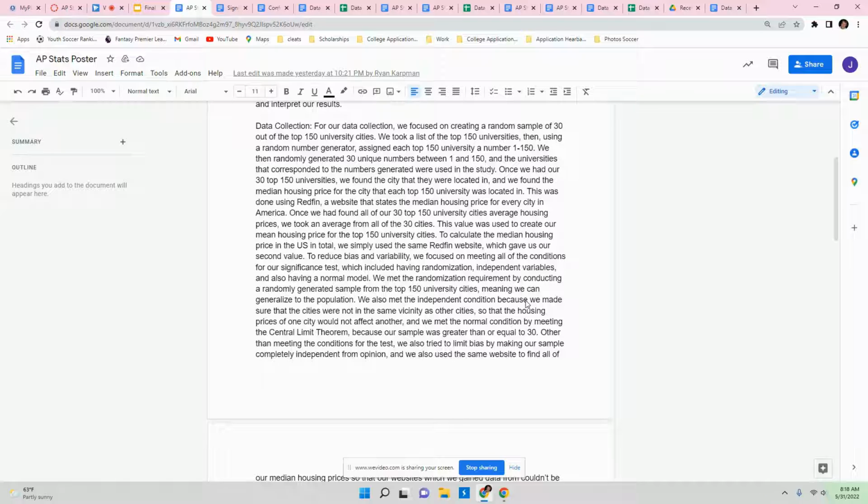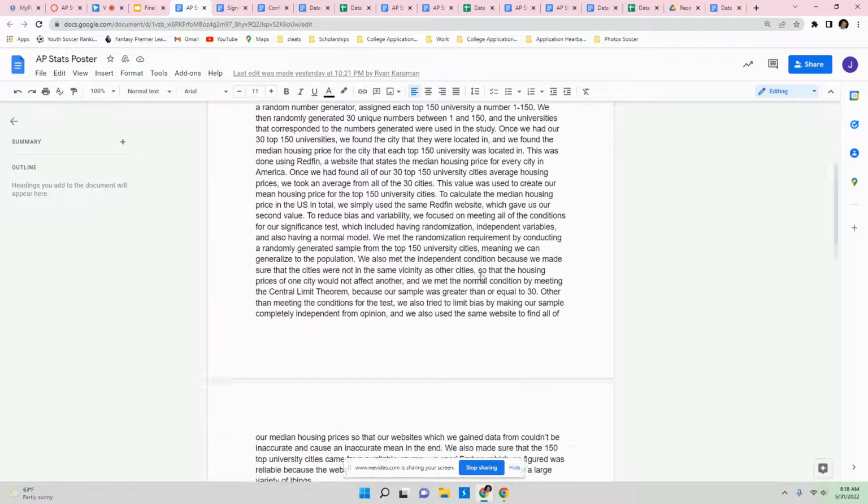To reduce bias and variability, we focused on meeting all the conditions. We didn't want to leave anything up to chance with our significance test and confidence interval, so we worked hard to make sure those conditions were met. We also made sure that the cities selected were not in the same vicinity as other cities, so that the housing prices would not affect each other. And we also made sure our sample was at least 30, meeting the central limit theorem.